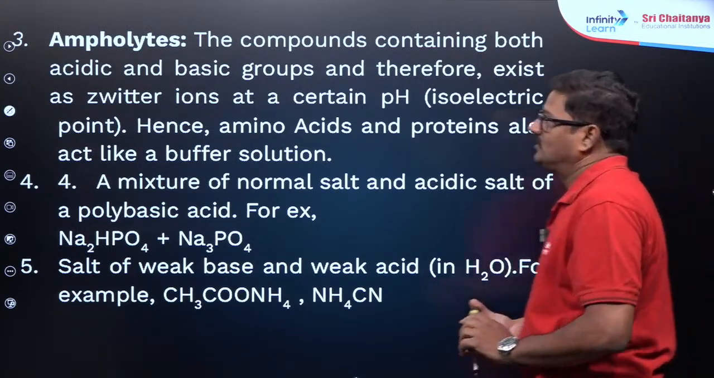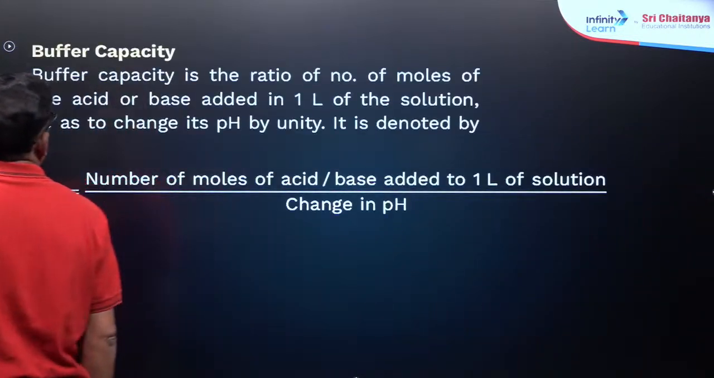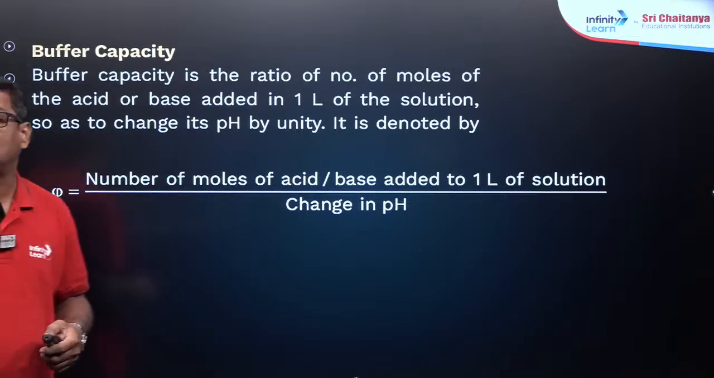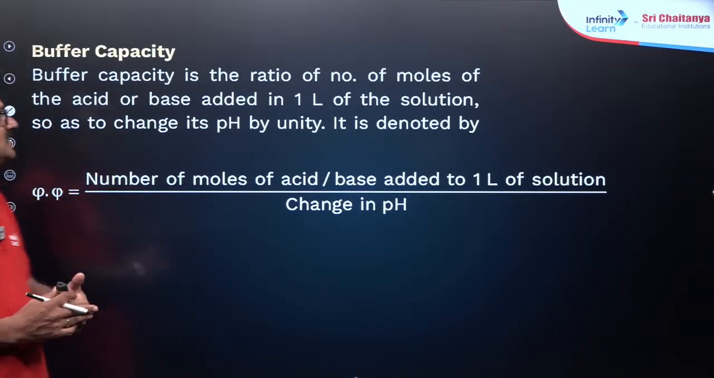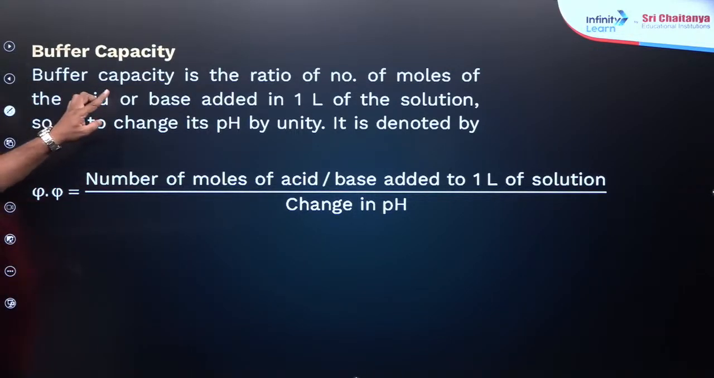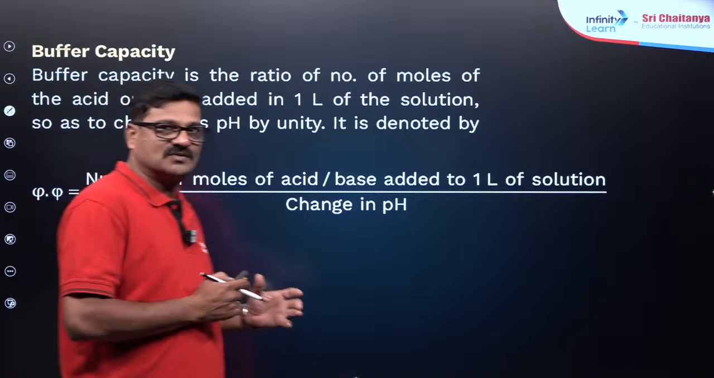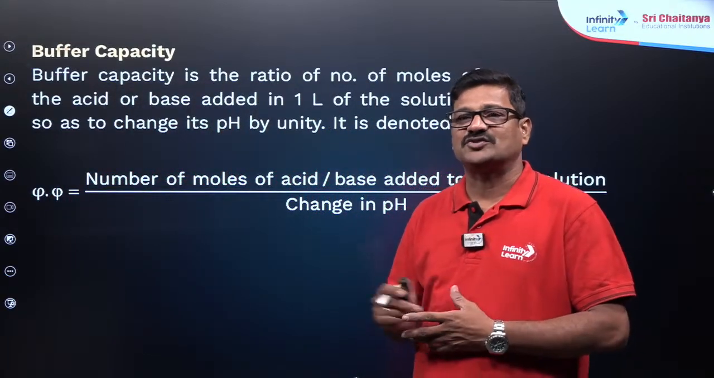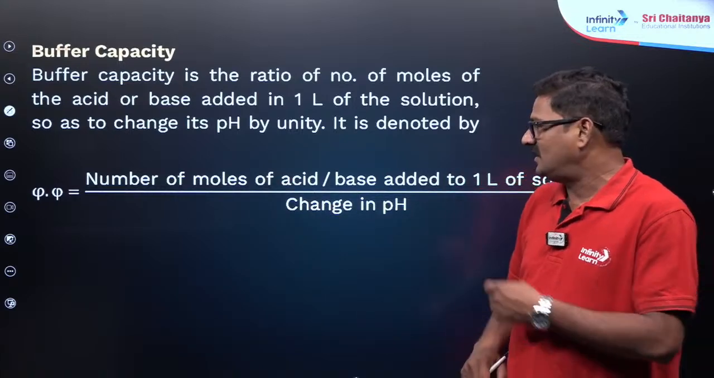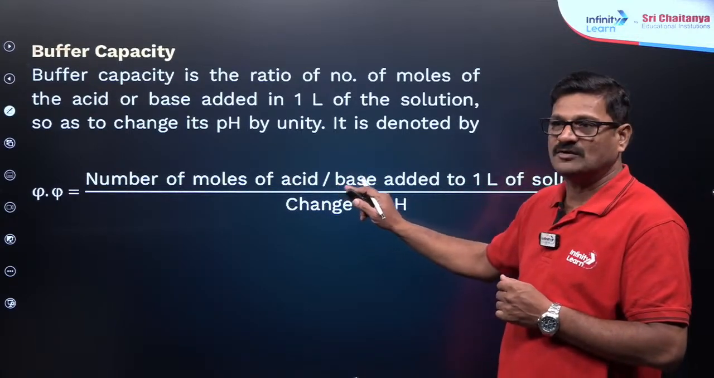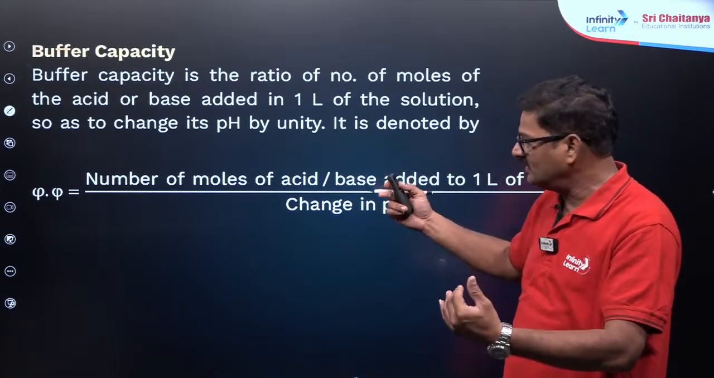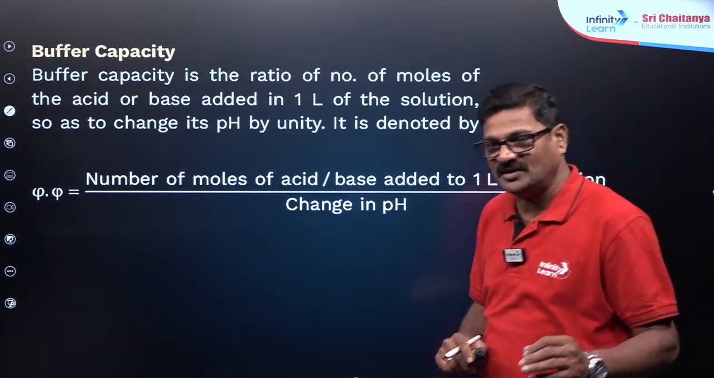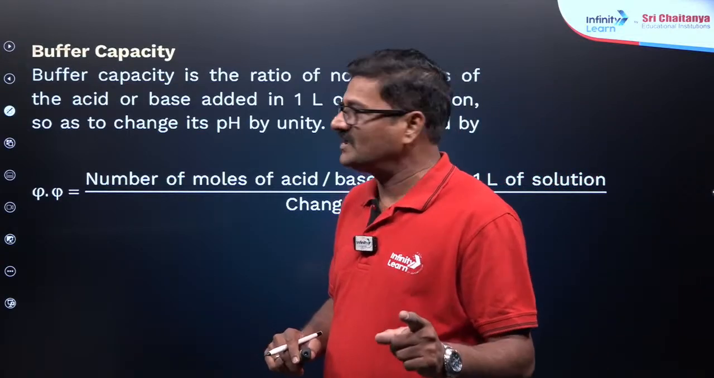Now let's talk about buffer capacity. Every buffer has some capacity. That is called buffer capacity. Buffer capacity is the ratio of the number of moles of an acid or base added to 1 liter of the solution to change the pH by 1 unit. It is the number of acid or base moles added upon change in the pH. This is called buffer capacity.